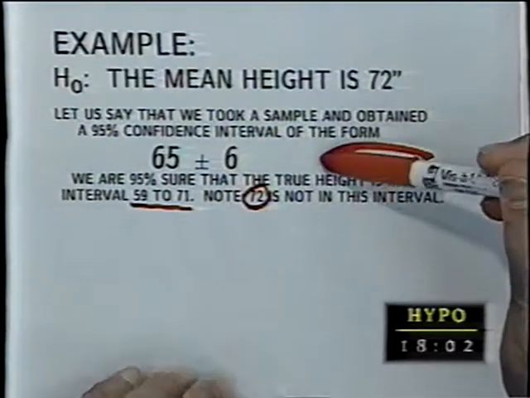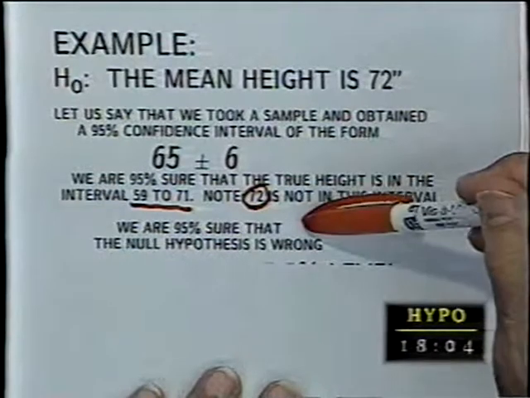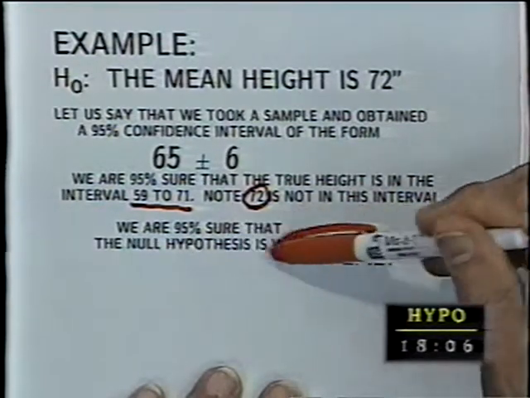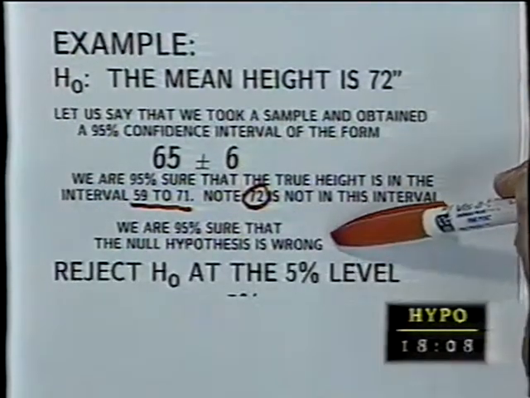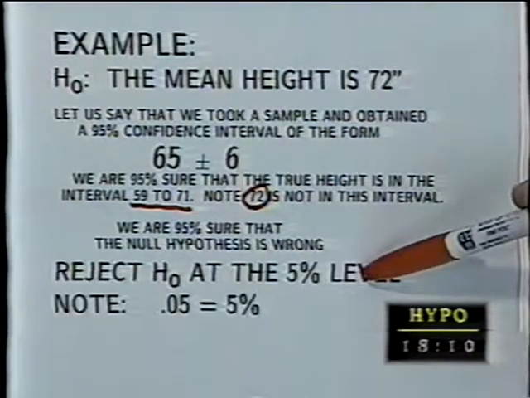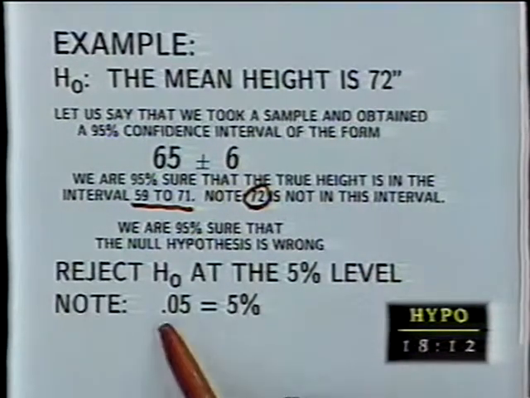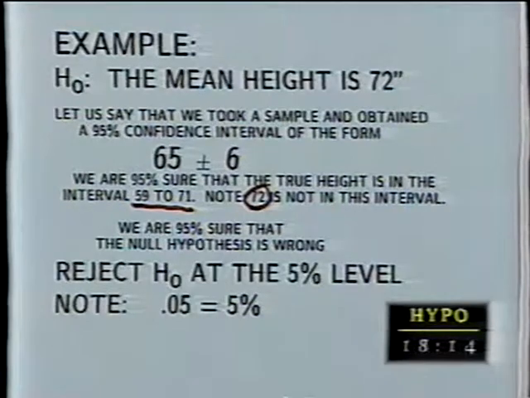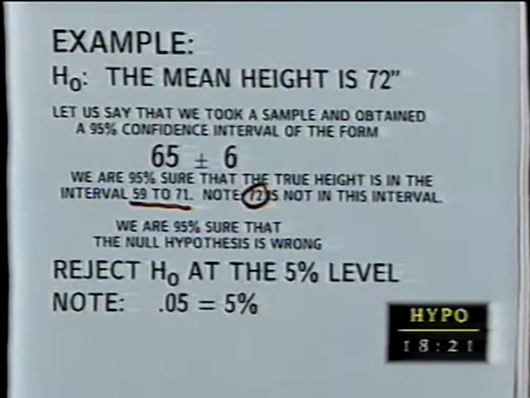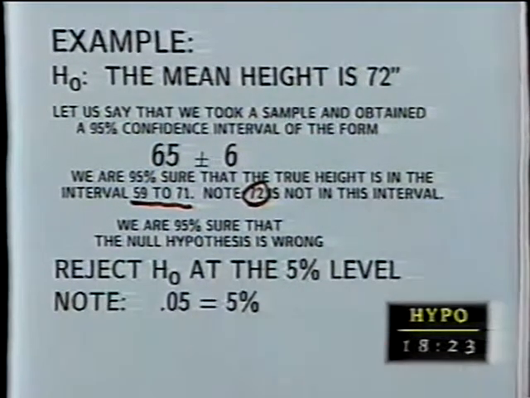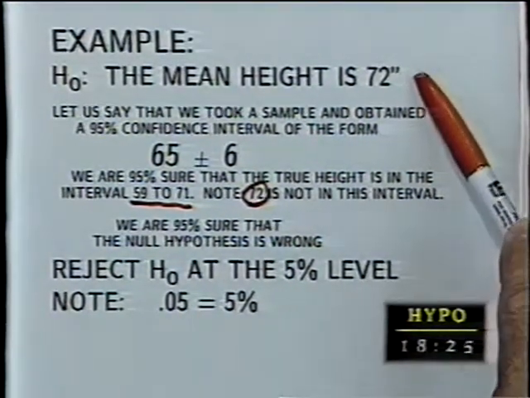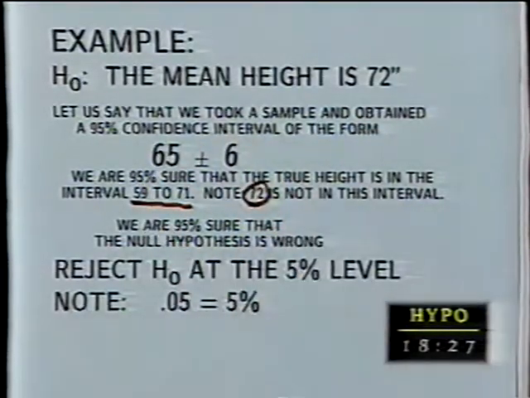95% sure. I can then say, see, I'm 95% sure the null hypothesis is wrong. I can reject the null hypothesis at the 5% level. 0.05 and 5% are the same. I want to point that out. Sometimes we say at the 0.05 level, 5% level. Okay? So we've rejected this hypothesis from data which gave us this kind of confidence interval.